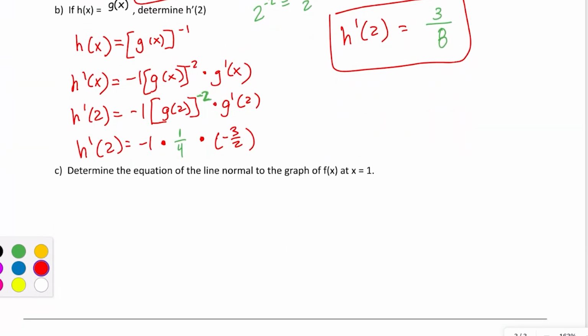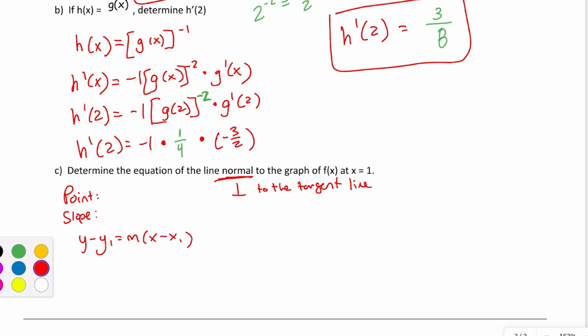Letter C, determine the equation of the line normal. Remember that we're talking about normal lines. It's going to be perpendicular to the tangent line at x equals 1. So we do want to write an equation. We're going to need a point and we're going to need a slope. We are going to write our equation in the form y minus y1 equals m times x minus x1. But we'll have to find the slope of the tangent line first and then negate it and reciprocate it to get that perpendicular slope.